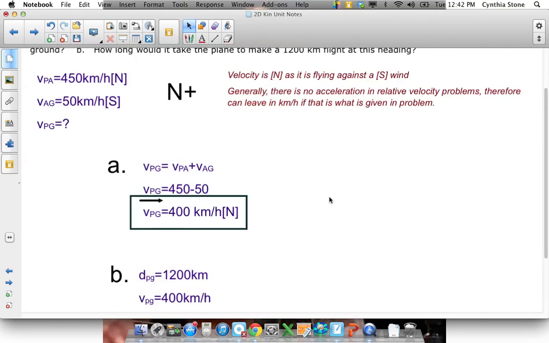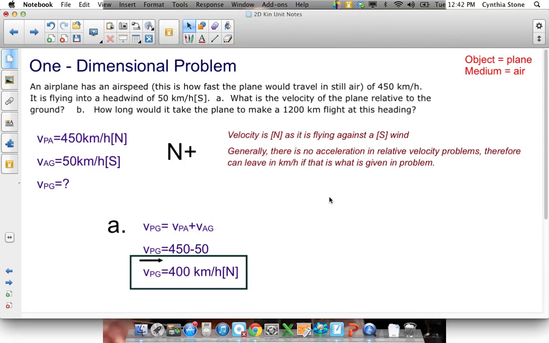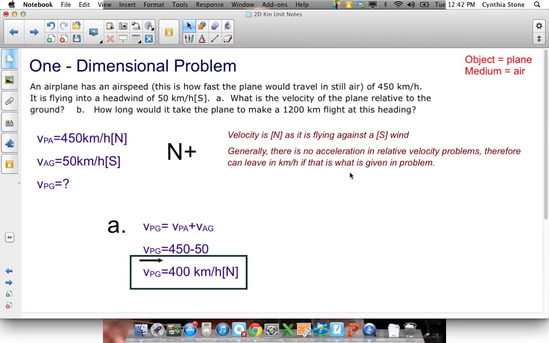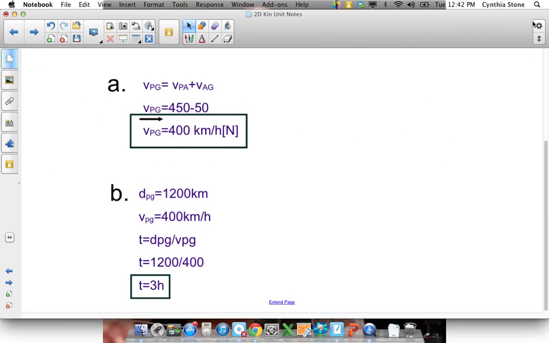Okay. Part B is looking for how long it would take to make a 1,200 kilometer flight with all that, if everything stayed constant. So that would be a simple distance equals speed times time, or time equals distance divided by speed question. 3 hours. Okay, so that's just the start of relative velocity, and I've definitely got more with two-dimensional relative velocity coming up in the next video.